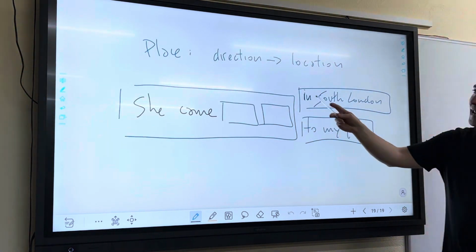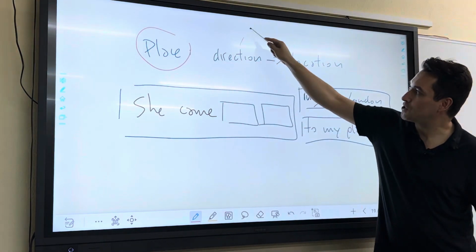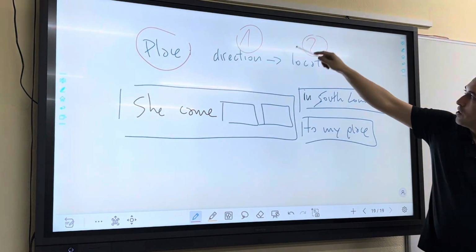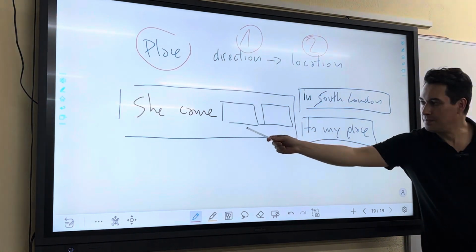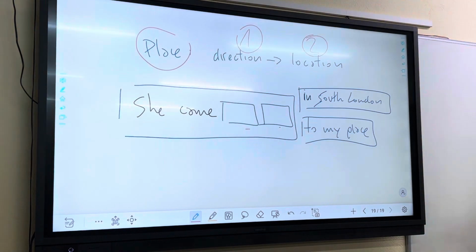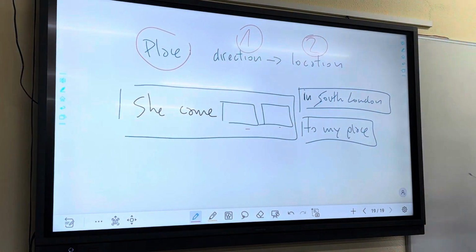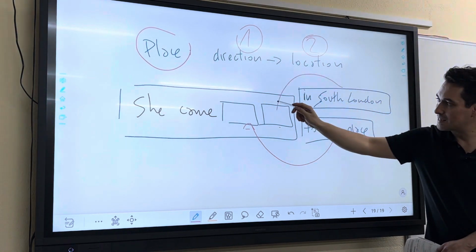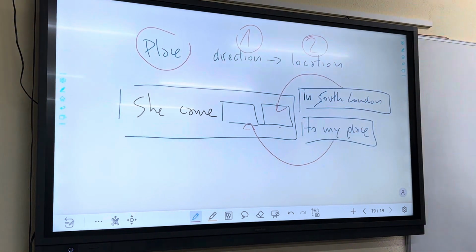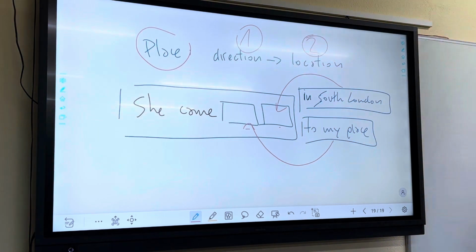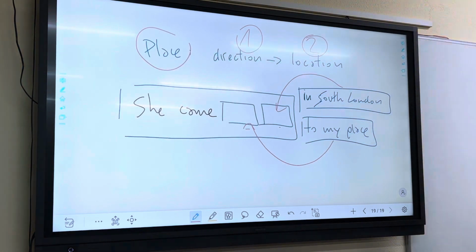When you talk about place, first direction, and second location. "She came to my place in South London." To my place, this is direction. In South London, that is location. Those are the natural order of adverbs in the English language.